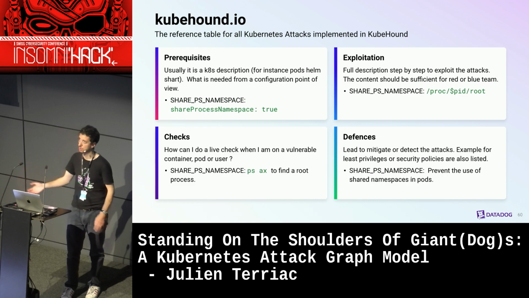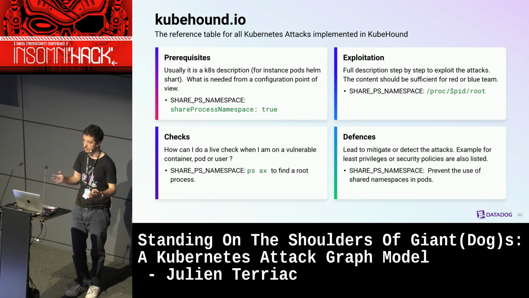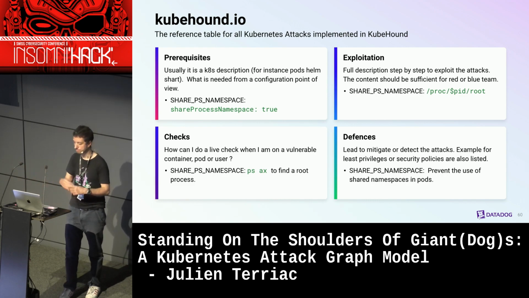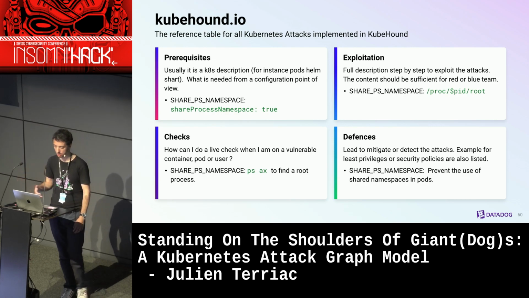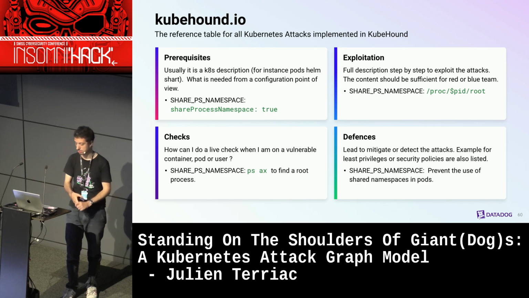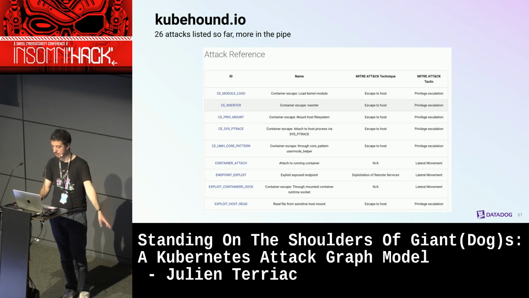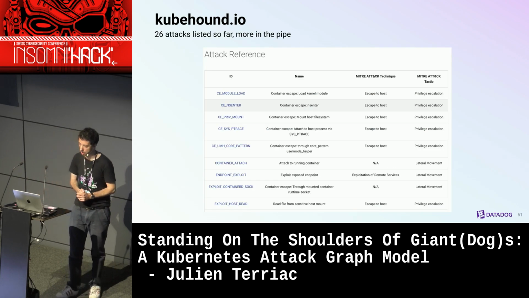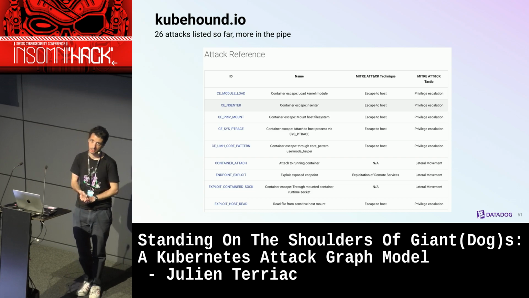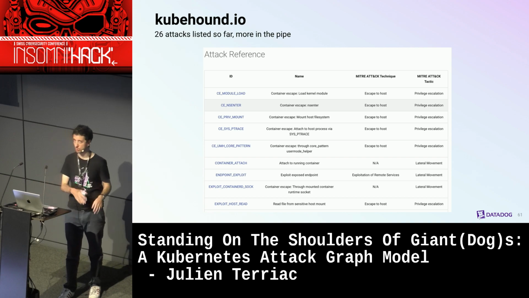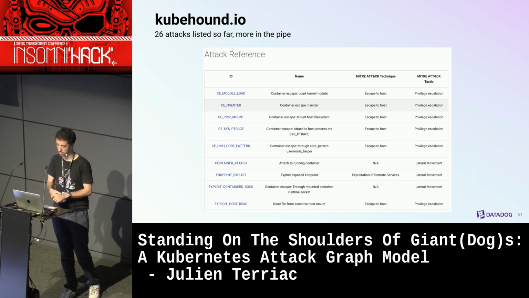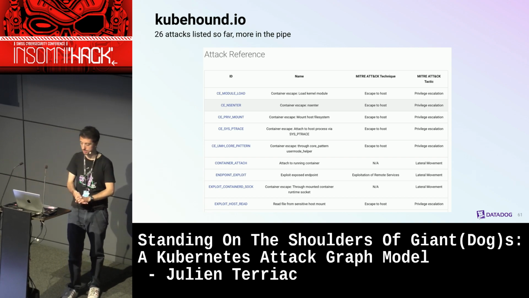And the last part, we put some links to the defense, so you can have some clues on how to fix it, or some mitigations, like least privilege and stuff like that. Once again, everything is listed on Kubernetes.io. There are 26 attacks so far, with more in the pipe, but once again, we really want to focus on the user experience rather than adding more and more attacks for now.